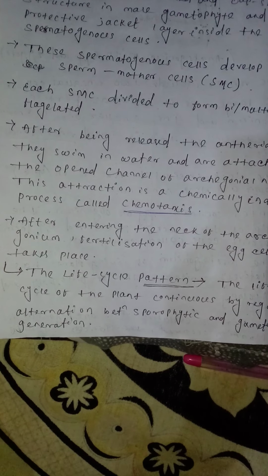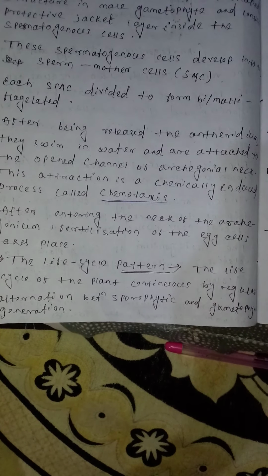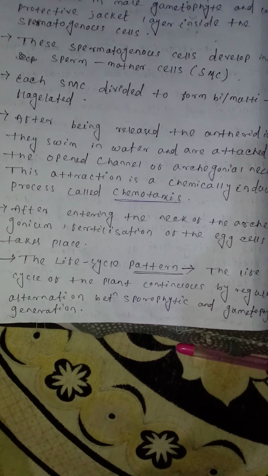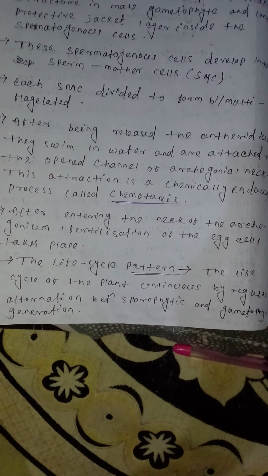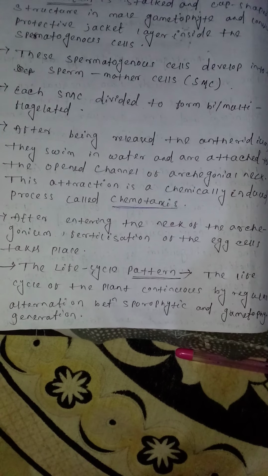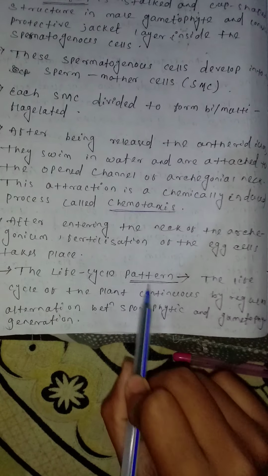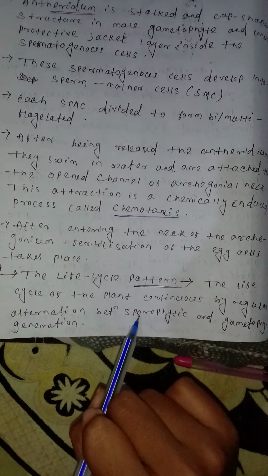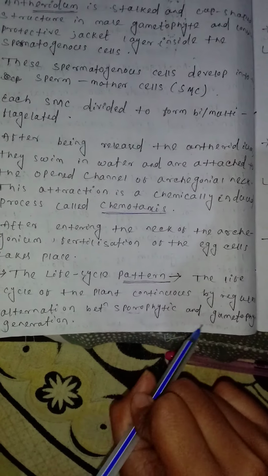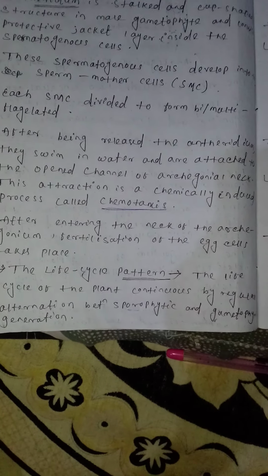Then we come to the life cycle pattern. The life cycle of the plant continues by regular alternation between sporophytic and gametophytic generations. The life cycle of the land plant body continues by regular alternation between sporophytic and gametophytic generations. Sporophyte, we know, relates to spores, and gametophyte relates to gametes.